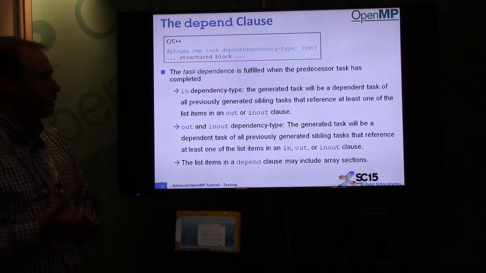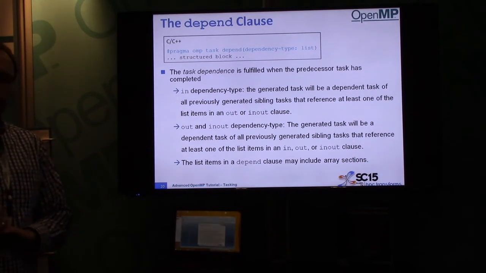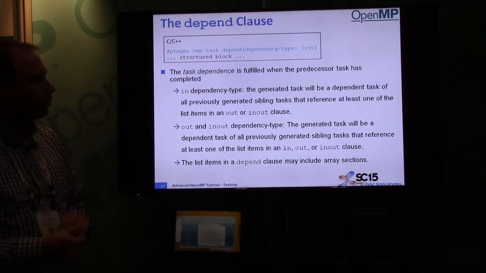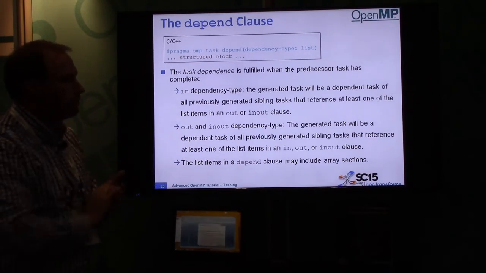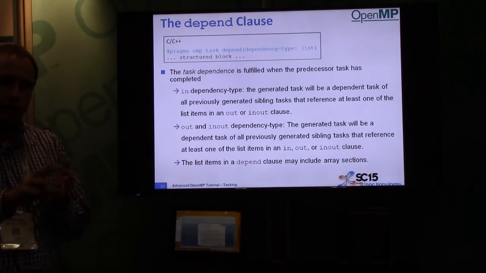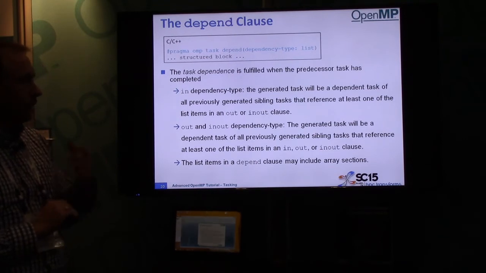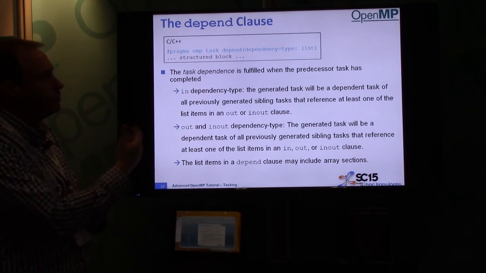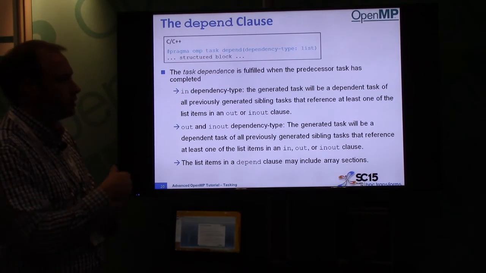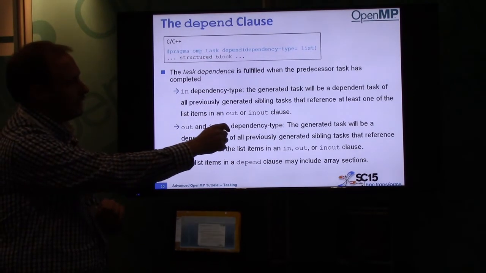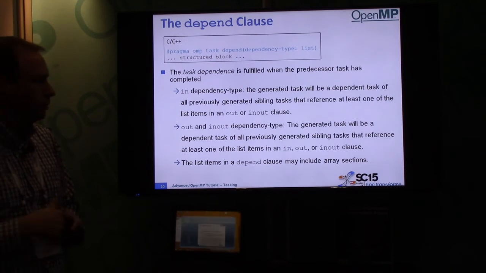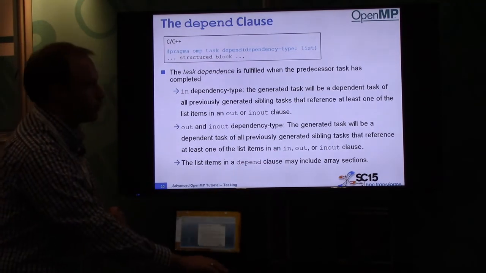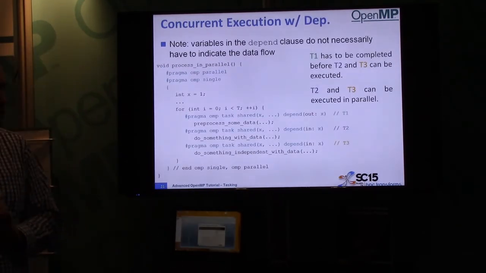And we introduced the feature in a way that you can express the actual data flow. We have two types of dependencies: in and out, and the in and in-out dependencies are equivalent. So in means the generated task will be dependent on the previously generated sibling task that references a data value in the in or in-out clause, and out will mean it waits for in, out, and in-out clauses. And I have an example here to illustrate that.